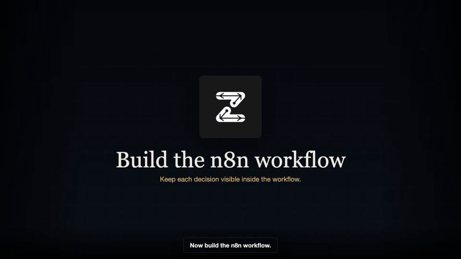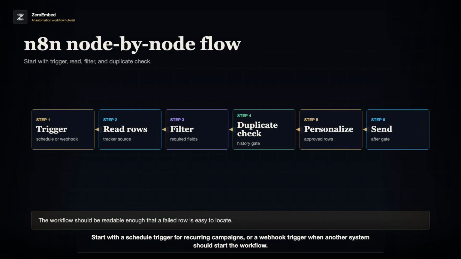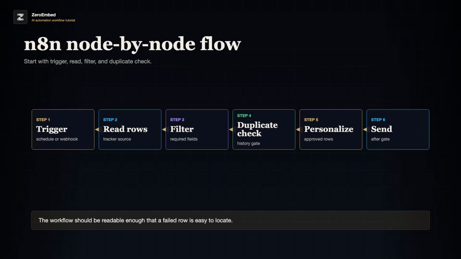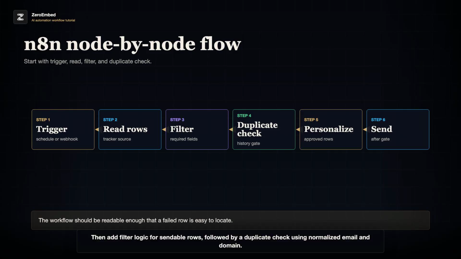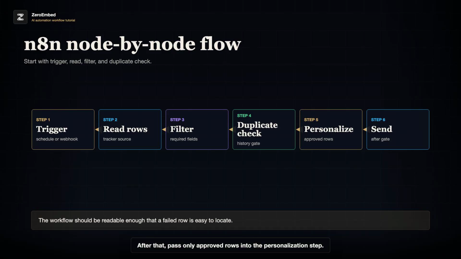Now build the n8n workflow. Start with a schedule trigger for recurring campaigns, or a webhook trigger when another system should start the workflow. Next, add a read node for your sheet, CRM, or database, and pull only the fields required for decisions and personalization. Then add filter logic for sendable rows, followed by a duplicate check using normalized email and domain. After that, pass only approved rows into the personalization step. Finally, send through the provider and update the same source row with the result.